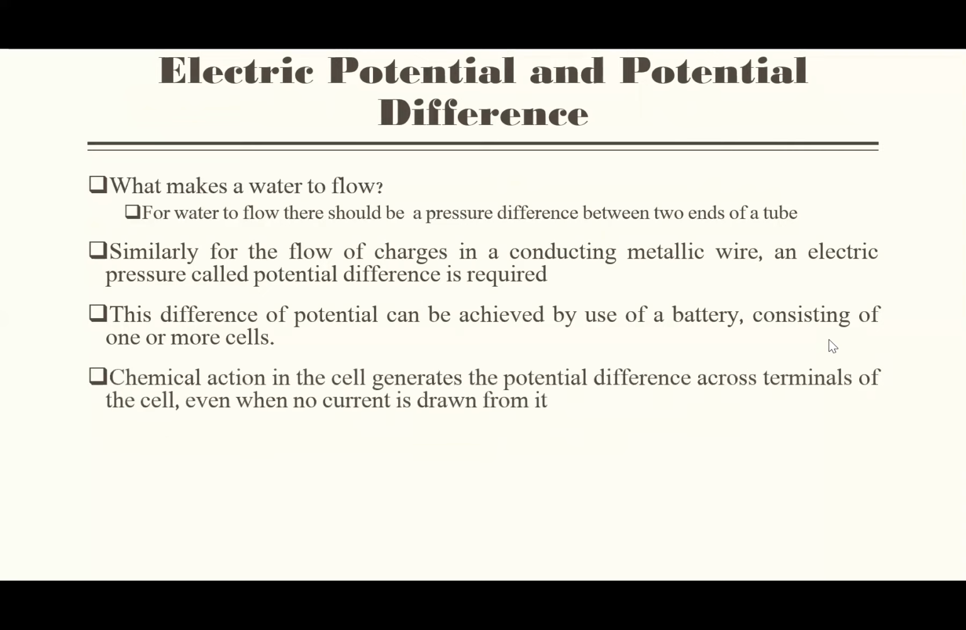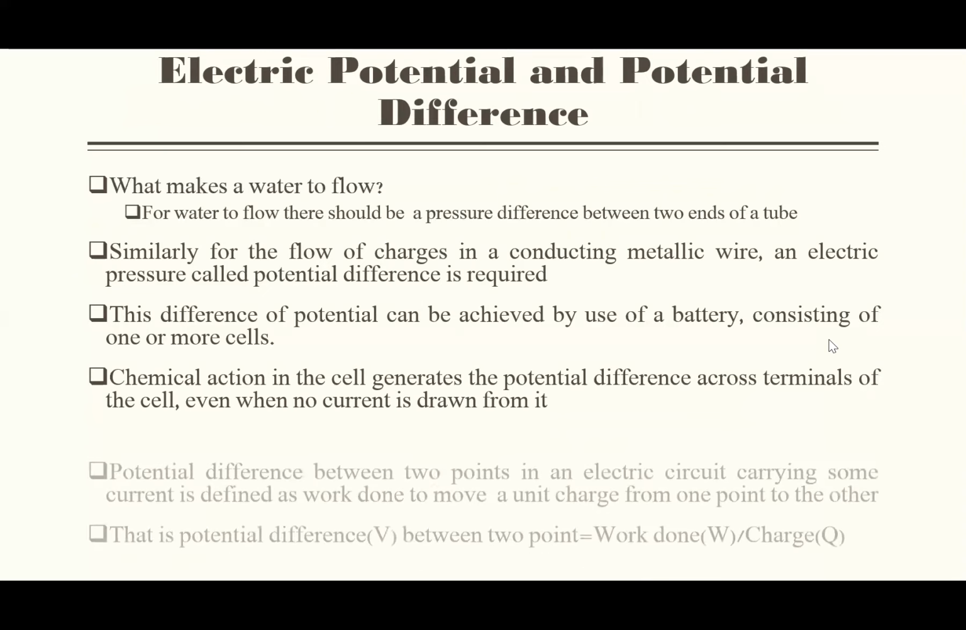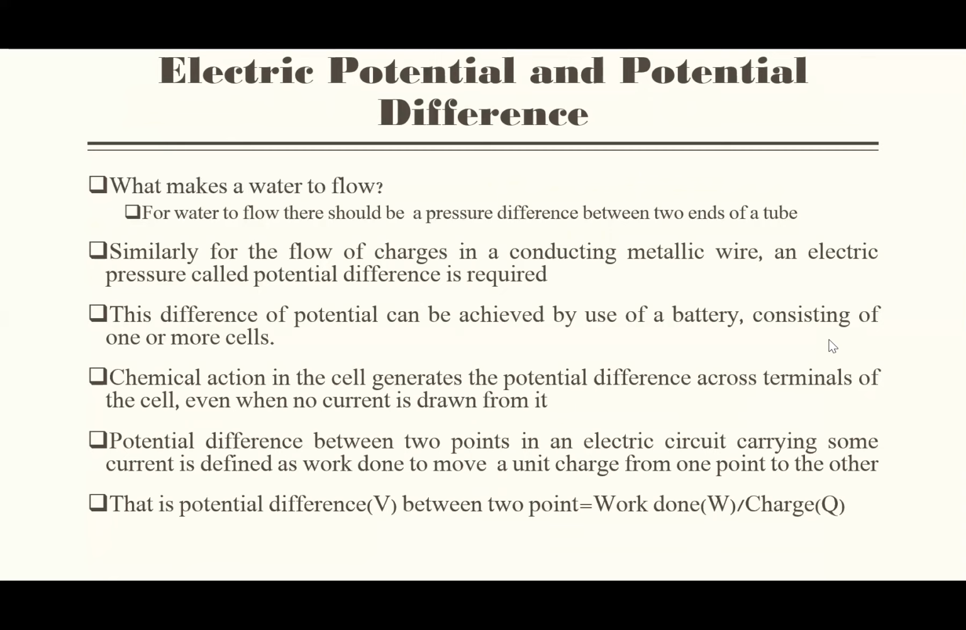The chemical action in the cell generates a potential difference across the terminals of the cell even when you don't have any current drawn from it. Now, the potential difference between 2 points in an electric circuit carrying some current is defined as the work done to move a unit charge from one point to the other. That is, we can say V is equal to work done W divided by charge Q.